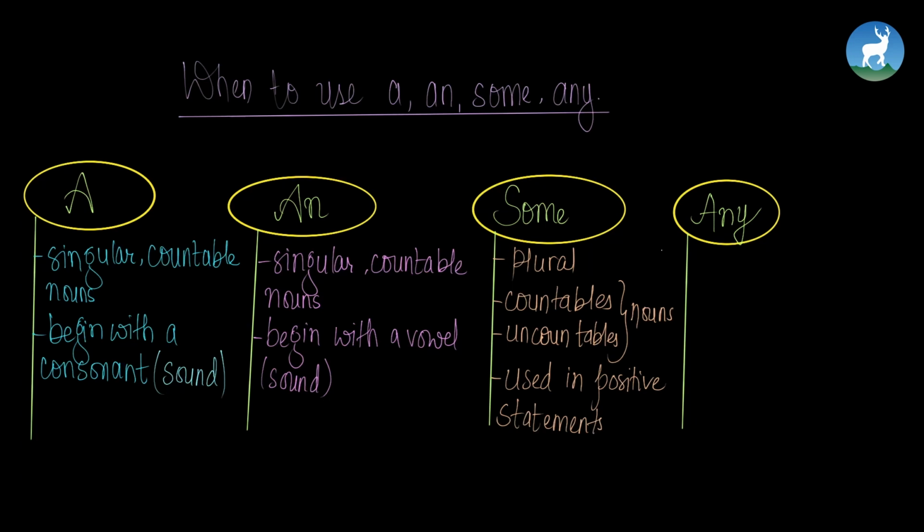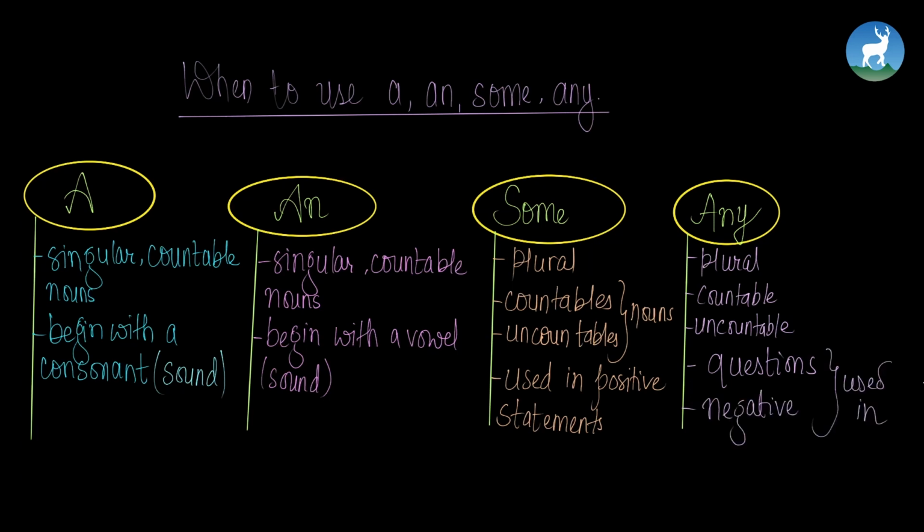Let's go to any. Any is usually used for plural countable nouns and uncountable nouns again, but it's used especially in questions and negative statements. Again, plural, both countable and uncountable nouns. They're used in question statements and they're also used in negative sentences. Alright, when we know this, it's going to be easier for us to understand further.